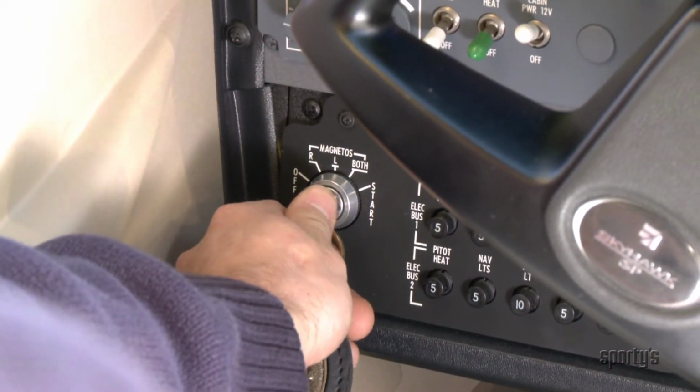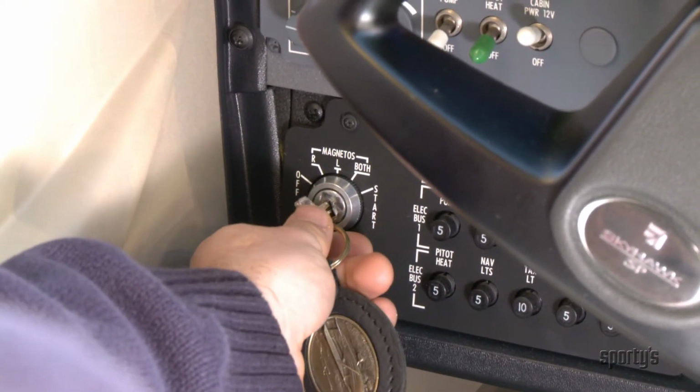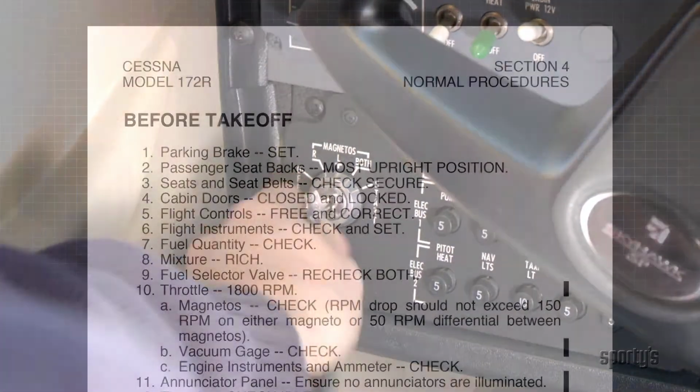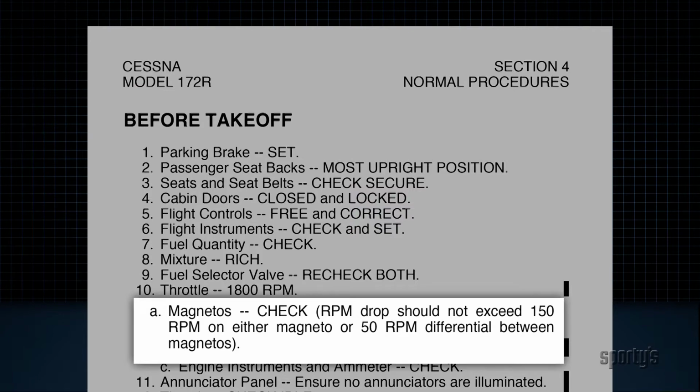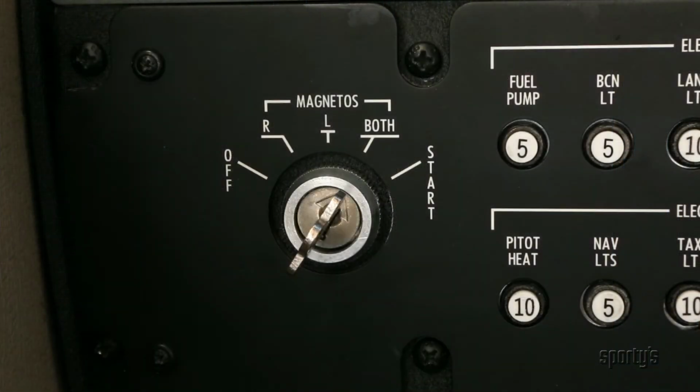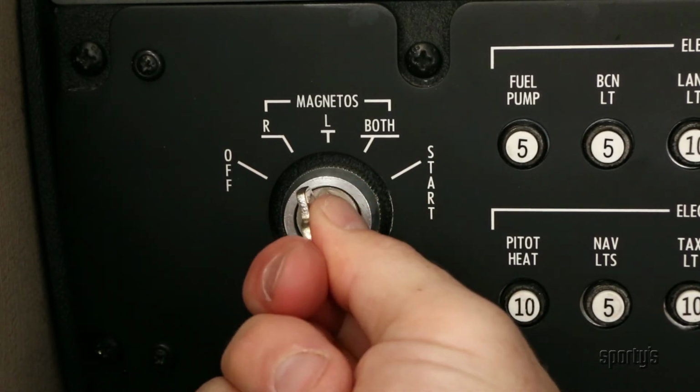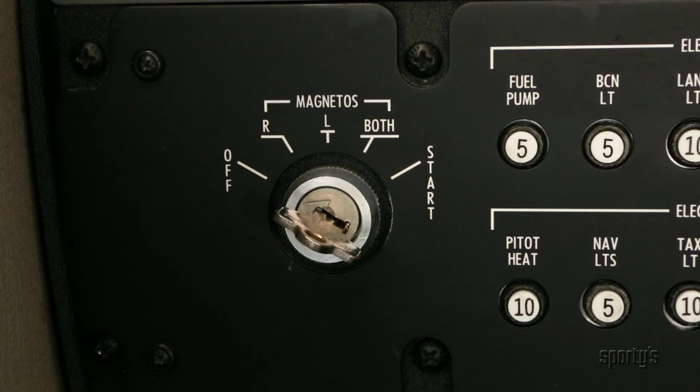During engine run-up, you'll check both magnetos to be sure they're operating correctly. Check your airplane flight manual or pilot's operating handbook for the correct procedure for your airplane. Remember, always place the switch on both for flight and to off after shutting the engine down.